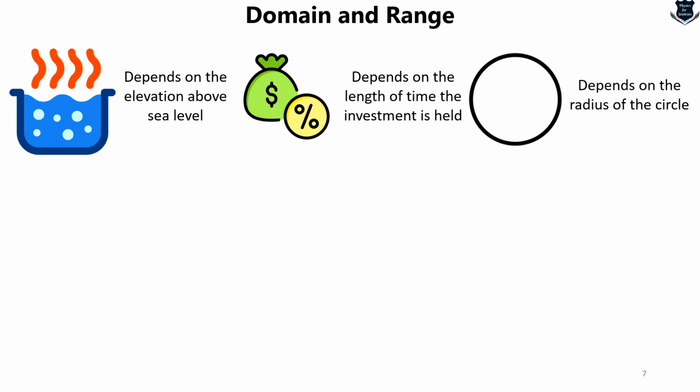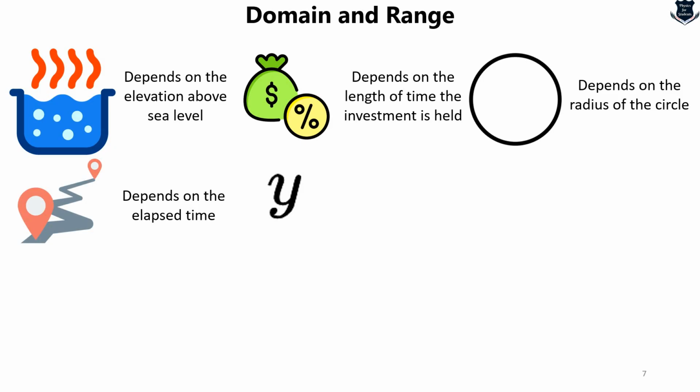So the question is: the distance an object travels at a constant speed along a straight line depends on what? It depends on the elapsed time. Now, in each of these cases, the water boiling, the investment, the radius of the circle, the distance a body travels, in each case there is one variable.